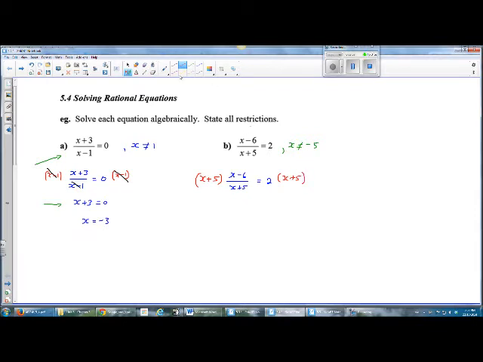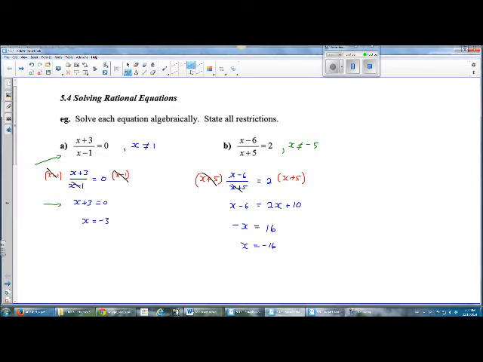x plus 5 divided by x plus 5 just cancels and leaves you with 1. So on the left side, we're left with x minus 6 equals, and I'll expand this at the same time, 2x plus 10. Then we'll rearrange the equation: I'll subtract 2x from both sides, so I get negative x. I'll add 6 to both sides, so I get 16. And then I divide both sides by negative 1, so I get x equals negative 16. So that's the solution to this.